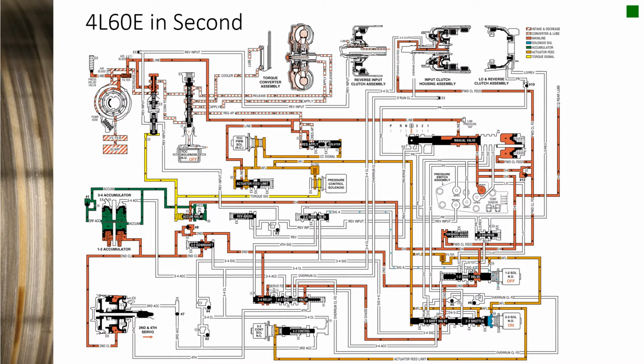This schematic here shows the 4L60E in second gear, and one of the things that we're going to focus on as far as second is concerned is the operation of the servo. We're going to look at the operation of this 1-2 accumulator assembly, and we're going to see how the shift solenoids are doing their jobs, because that's the first time we really are shuttling shift valves and redirecting fluid in that manner.